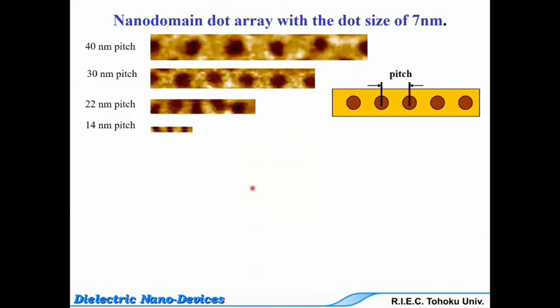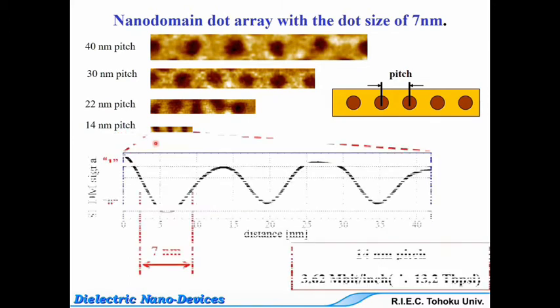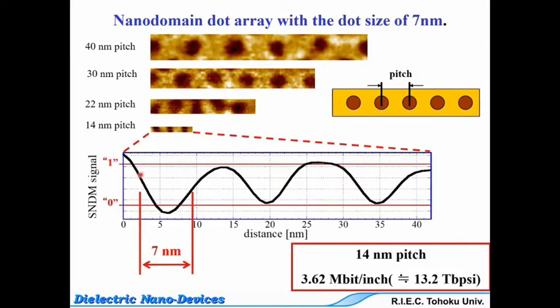Then we formed the nanodomain dot array by varying the pitch between the two dots from 6 nanometers to 14 nanometers. And then we obtained this result. In this case, the dot size is 7 nanometers. The corresponding memory density of this dot array is 13.2 terabit per square inch.